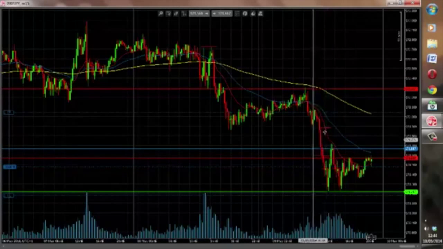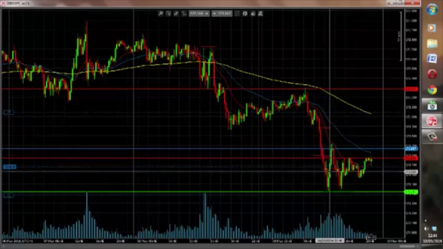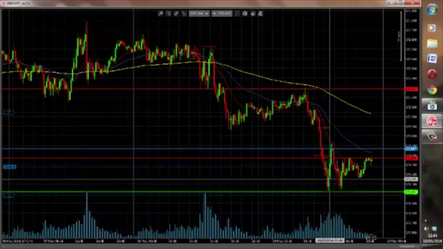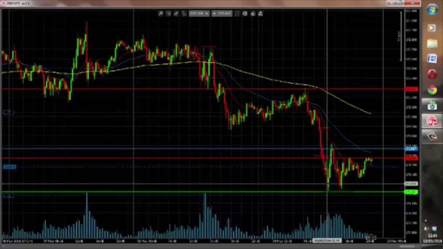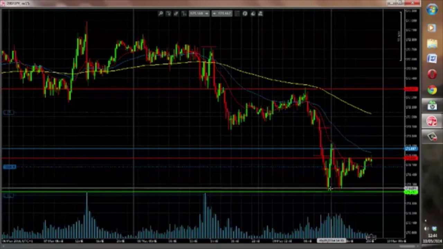Everyone seems to have jumped in around here, so we've got a lot of selling volume here, and then we've got another selling volume spike right here. Now this suggests that maybe institutions have just decided that, you know what, we're going to add another line, but we can't really tell what kind of volumes come in here because we don't know.